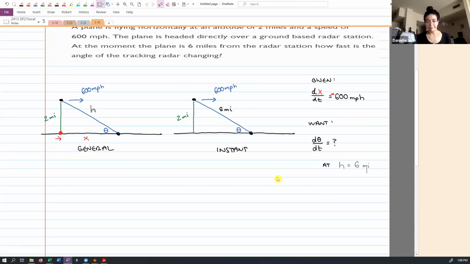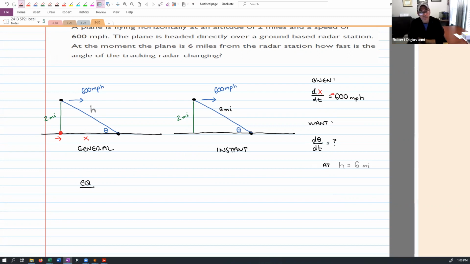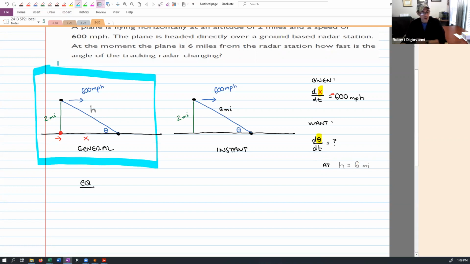No. What am I looking for now? An equation. An equation that relates what? How fast the angle of the tracking radar is changing? What two variables do I need to connect together? X and theta. It's always going to be that and that. Any equation you can think of, looking at your general picture, any equation you can think of that would relate this X and this theta together.